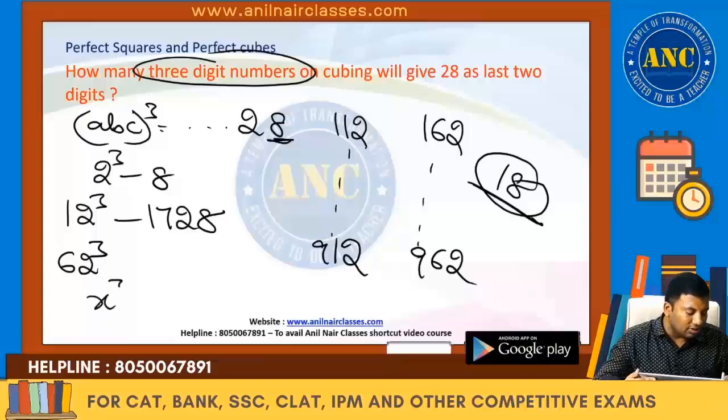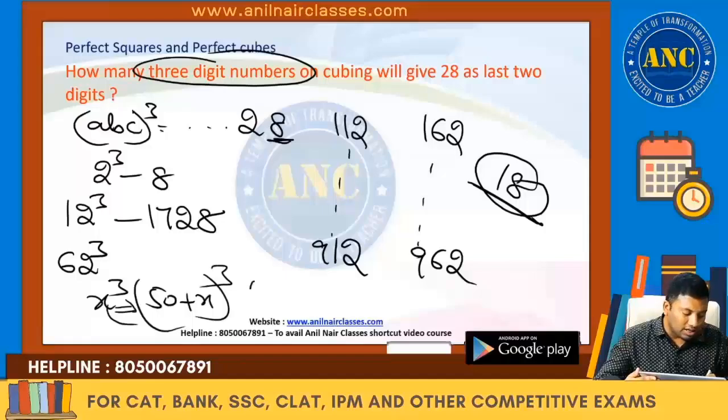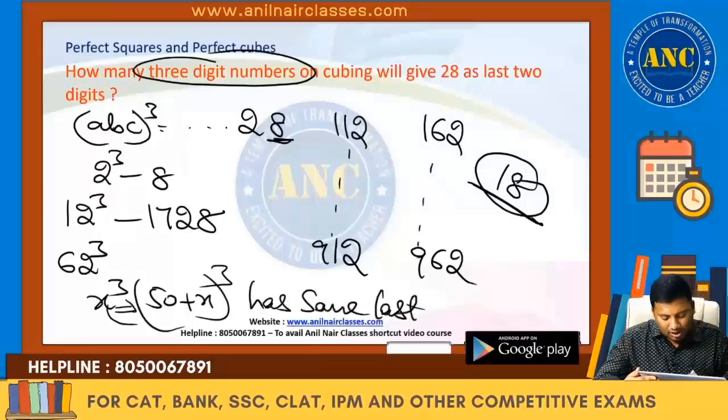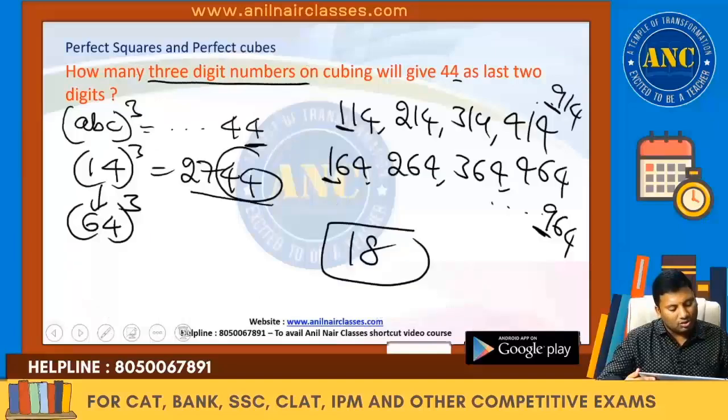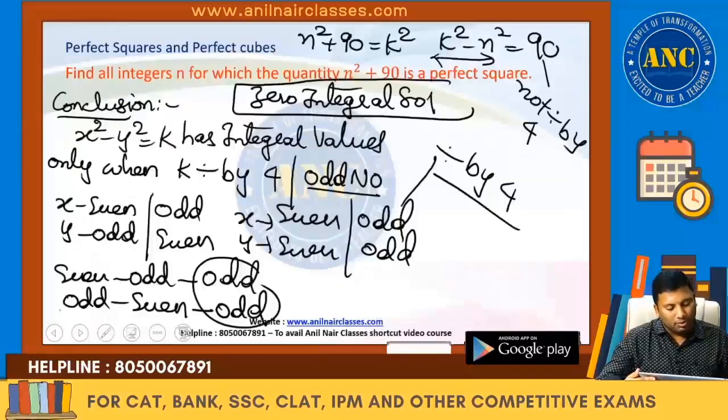What is the concept that I used? X cube and 50 plus x whole cube have the same last two digits. This problem and the previous problem, right? I hope it is clear. What are the concepts that we discussed? X cube and 50 plus x whole cube have the same last two digits, x as even. These two problems. Then x square minus y square equals k has integral solutions only when k is divisible by 4 or k is an odd number.